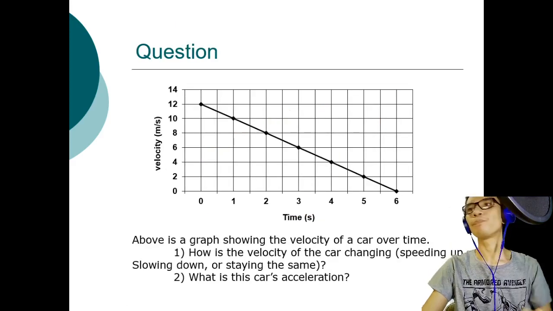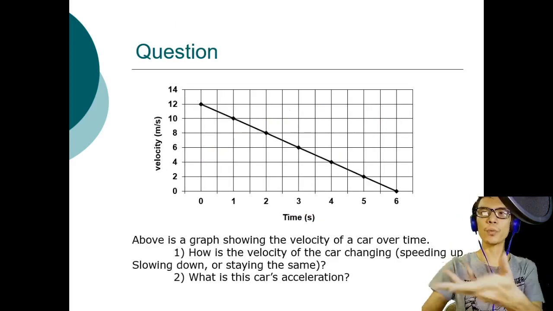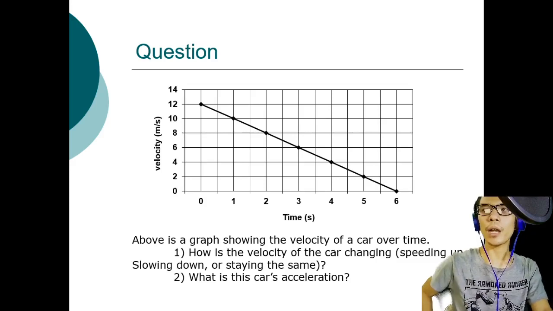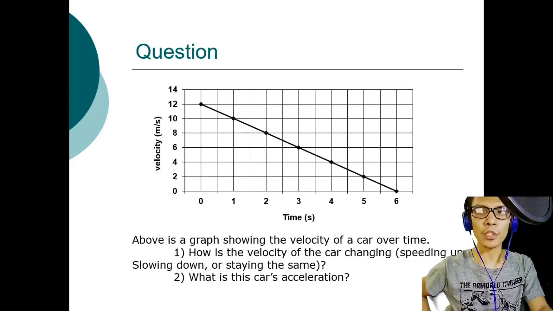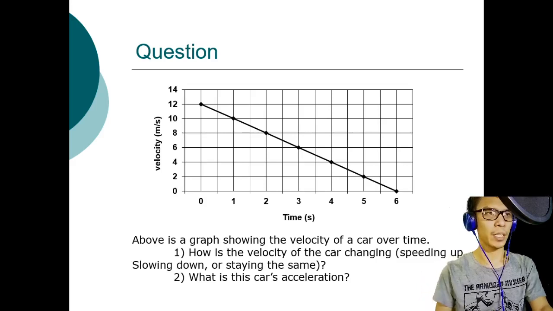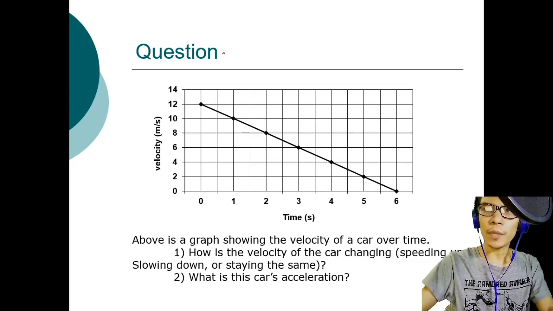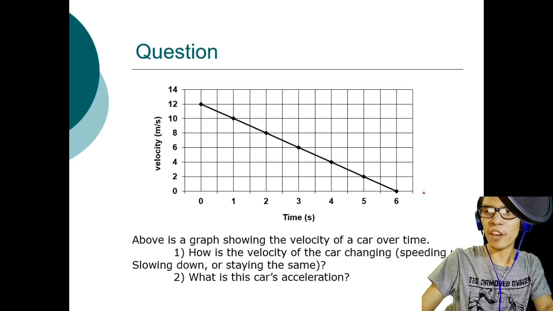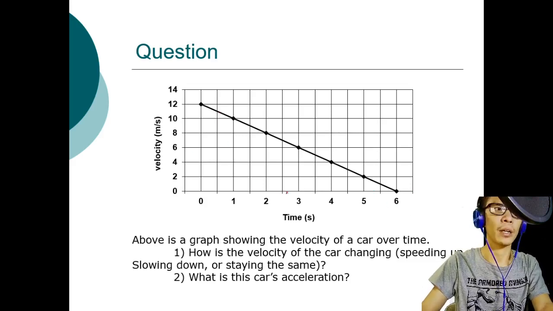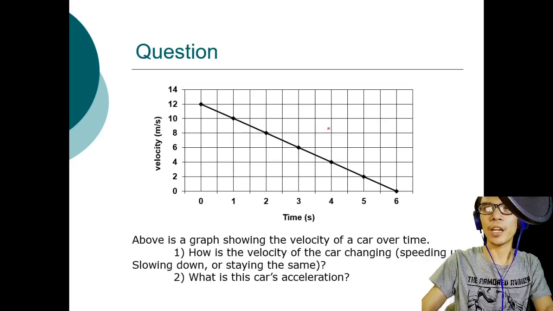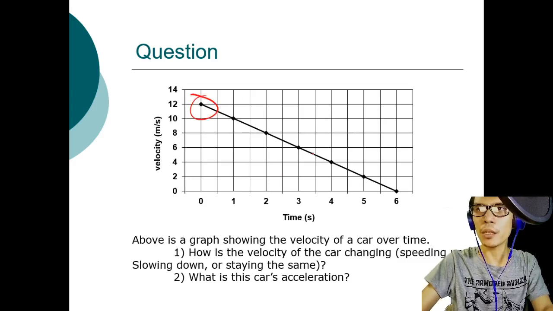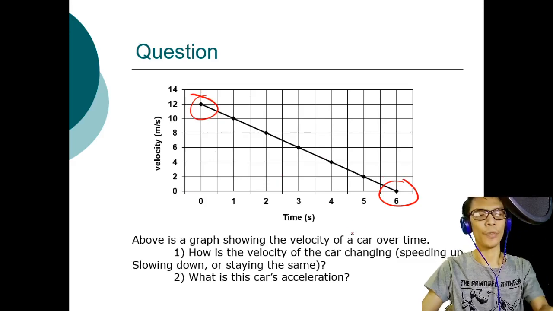Next one, how about this one? How is the velocity of the car changing? Is it speeding up, slowing down, or staying the same? If the slope is facing to the right, then we can say that the object is decelerating. From a higher speed, it goes down to 0. So the object is slowing down.